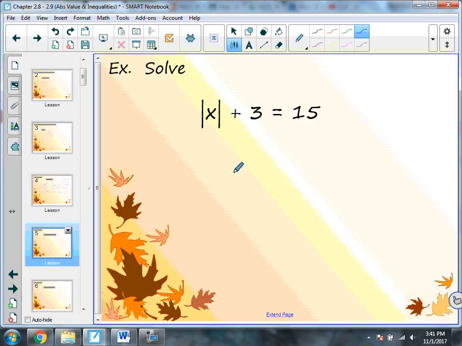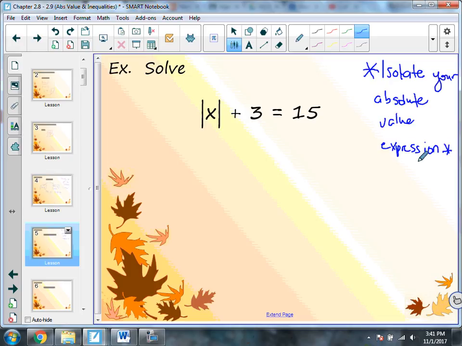Now, at this point, notice that you have x plus 3 equals 15. This is very important. This is something my Algebra 2 students forget a lot of times. You want to isolate your absolute value expression. So you want to get this by itself. So I'm going to subtract 3 on both sides. So I get the absolute value of x equals 12.